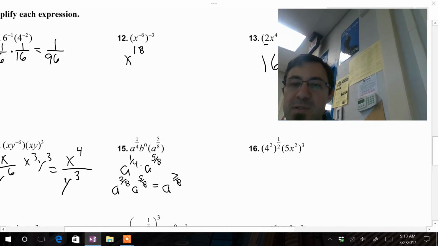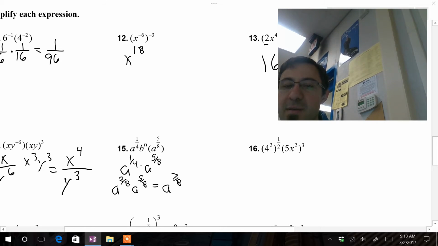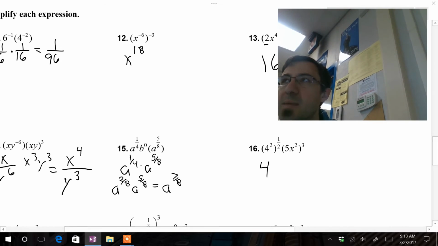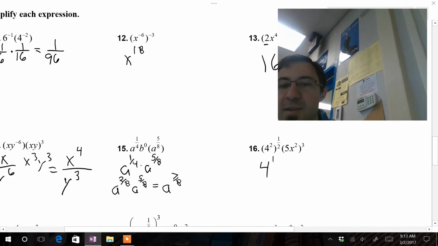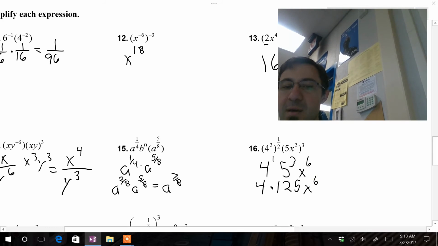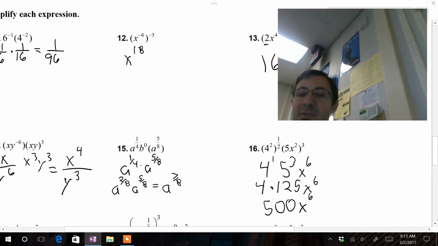16. What is 4 squared to the 1/2? 4 to the... What's 2 times 1/2? 1. That's gone. So then I got 5 to the 3rd, x to the 6th. So this is 4 times 125 x to the 6th. 4 times 125, I believe it's 500. 500 x to the 6th.